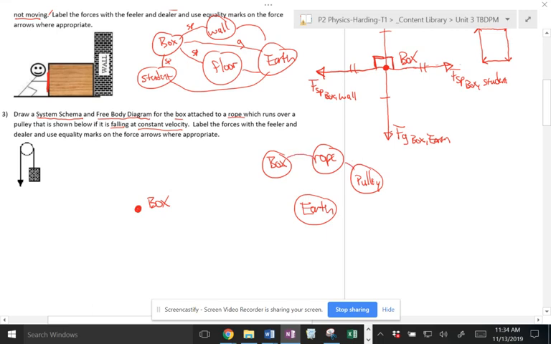Okay, so box rope, it's a rope, it's probably tension. Box earth, so that's gravity.